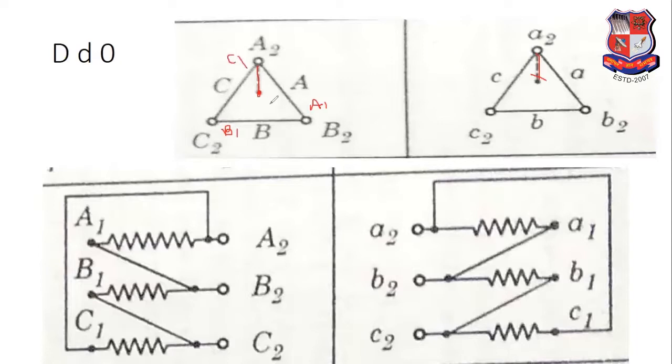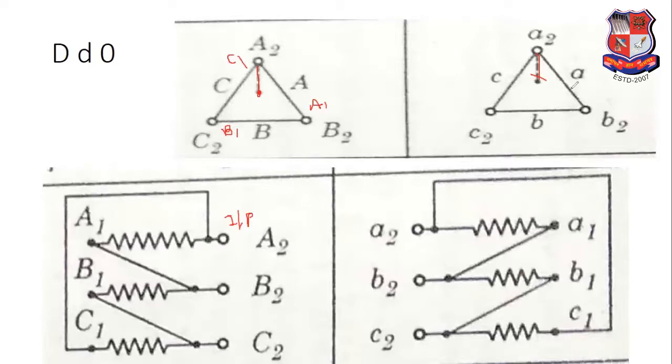So now you can see that for the delta connection, you have to join A2 with C1, A1 with B2, B1 with C2. And in A2, B2 and C2, you have to give your input. Okay, so this is your HV winding connection.